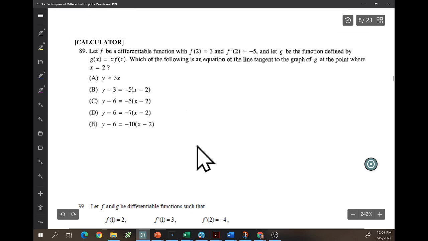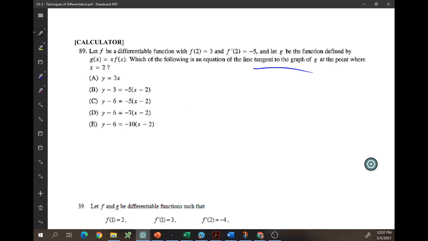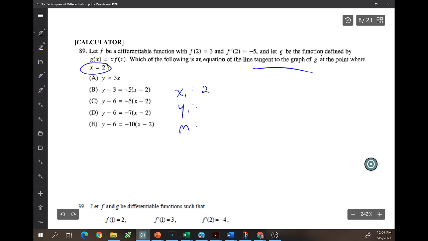All right, next one is another calculator question. They give us a differentiable function: f of 2 equals 3, f prime of 2 equals negative 5. And then they say let g be defined by g of x equals x times f of x. And which one of these would be the tangent line? Even though this is a calculator question, honestly, I did this one without. Whenever I see a tangent line equation, I'm going to put in x1, y1, and m. I want the point where x equals 2. And it's the tangent to g, right?